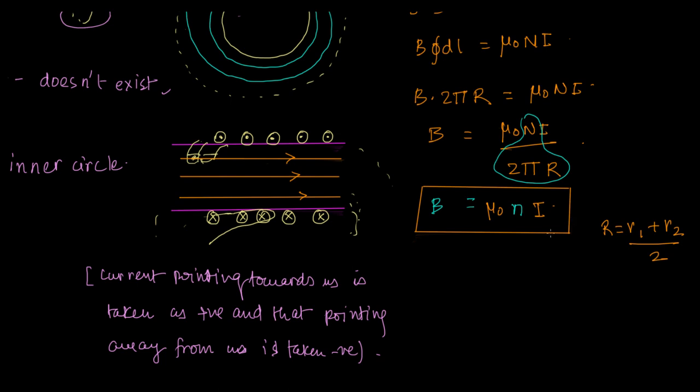What was the value of B for the solenoid? It was mu naught n I. This looks a bit different, but in a sense reflects the same spirit of a solenoid. Right? It is the same thing. Fine? The number of turns per unit length?